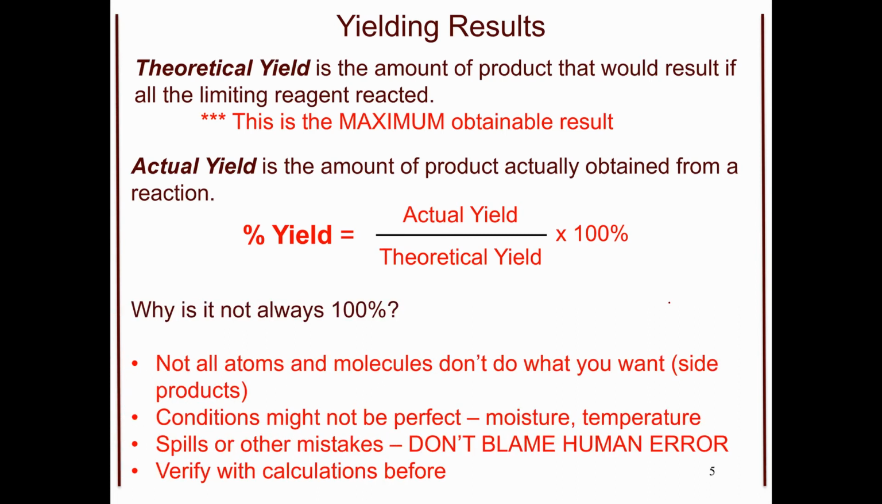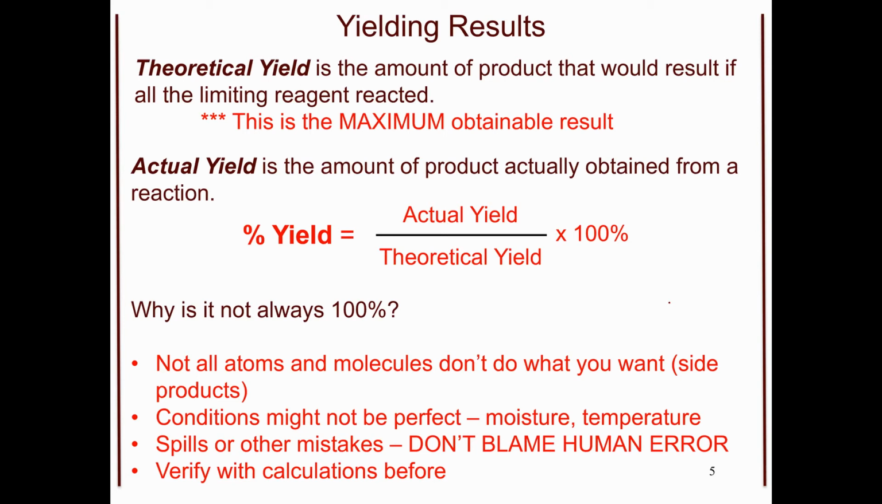Why is it not always 100%? Well, let's be honest. Not all atoms and molecules do what we want. They may form what are called side products. This means that they react in a different way based off of the reaction conditions, and so they go and do what they want, not the reaction that you intend. The conditions may not be perfect. We could have moisture. There could be a temperature change. There are a lot of reaction conditions that you would have to observe to get an optimized yield.